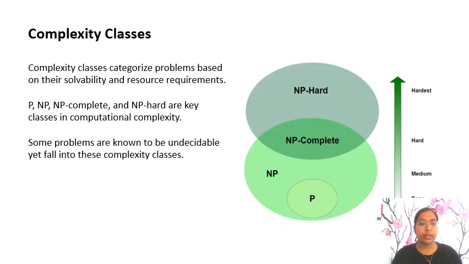Complexity classes. Complexity classes categorize problems based on their solvability and resource requirements. P, NP, NP-complete, and NP-hard are key classes in computational complexity. Some problems are known to be undecidable yet fall into these complexity classes. P and NP, NP-complete, NP-hard: easy, medium, hard, and hardest.